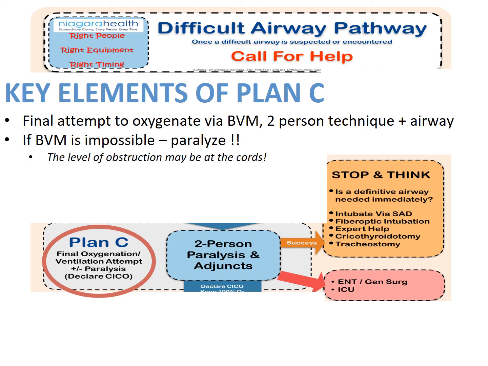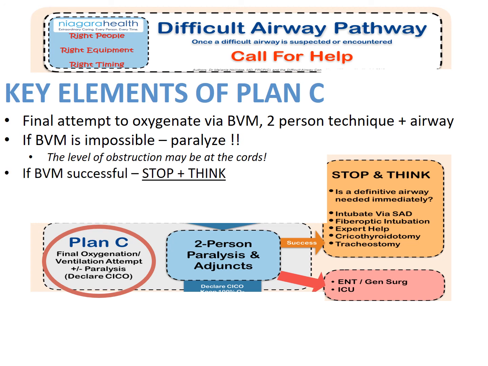If we're unable to bag valve mask the patient at this point, we're going to actually advocate that you go ahead and paralyze the patient, even if you haven't done so already. And the main reason, although this is counterintuitive, is that the level of obstruction may in fact be at the vocal cords. They may be in fulminant laryngospasm, and that may be the reason why you're not able to actually get oxygen into this patient.